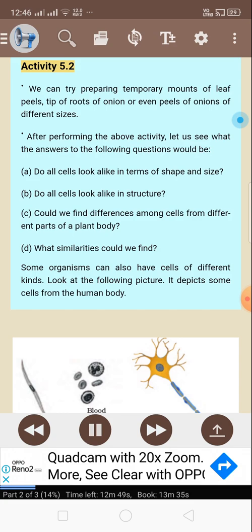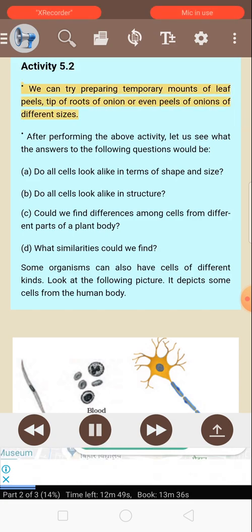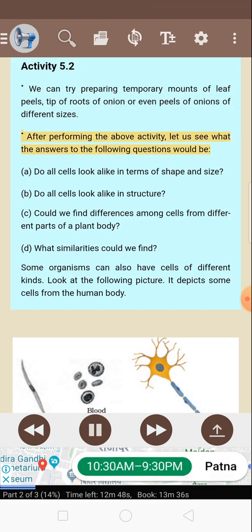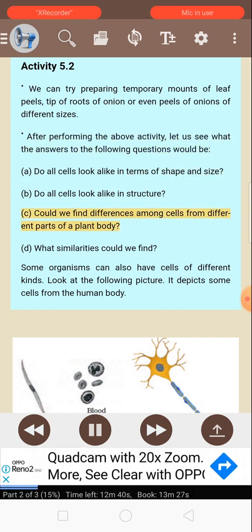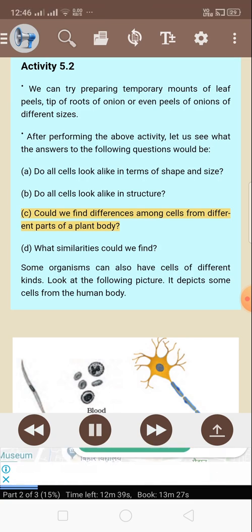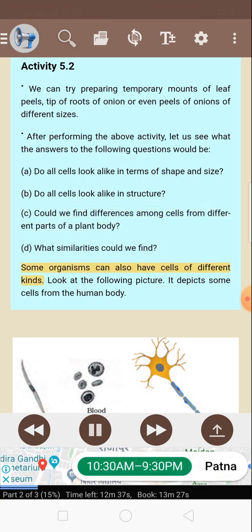Activity 5.2. We can try preparing temporary mounts of leaf peels, tip of roots of onion, or even peels of onions of different sizes. After performing the above activity, let us see what the answers to the following questions would be. A. Do all cells look alike in terms of shape and size? B. Do all cells look alike in structure? C. Can we find differences among cells from different parts of a plant body? D. What similarities can we find? Some organisms can also have cells of different kinds. Look at the following picture.